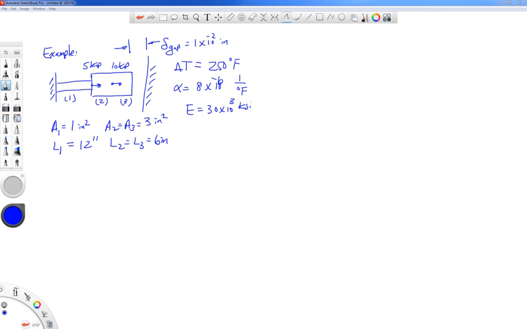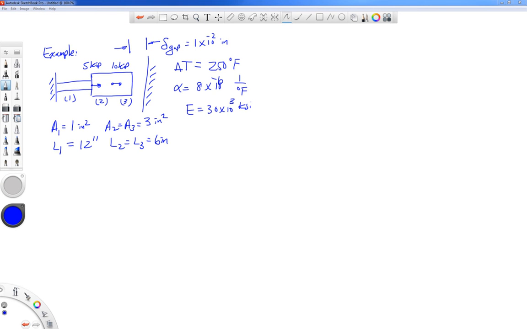There's a gap between the end of the structure and the wall. I've exaggerated it so we can visualize it, but the gap is very small. It's 1 times 10 to the minus 2 inches. What we want to be able to do is find the forces in each of those 3 sections so that we can find the stresses, and in addition to that, find any strains and deformations and movements of those points. All right, so the way that we're going to approach this problem is first to see whether or not the gap closes.